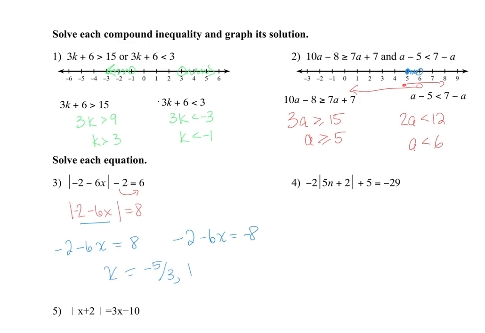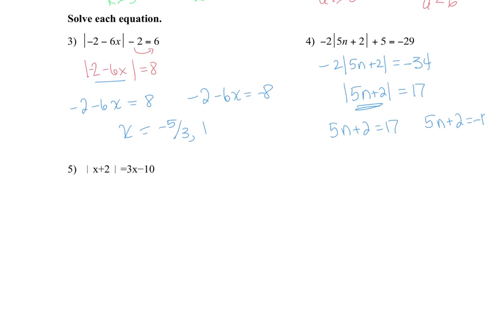For something like this, again, move that 5 over first, divide by that -2, and then set up two equations. And you're going to solve that. Again, this last one is really the same. You just need to check your answers.